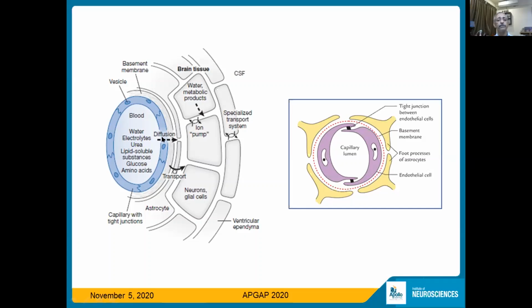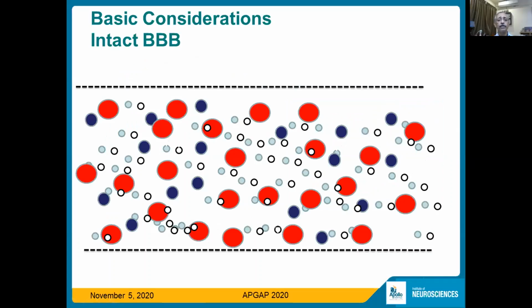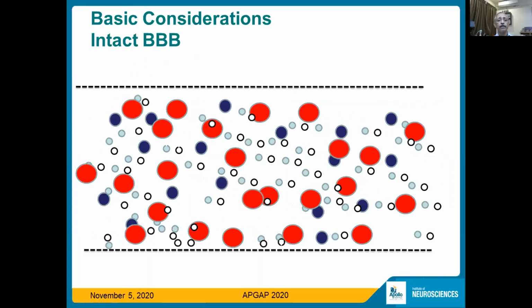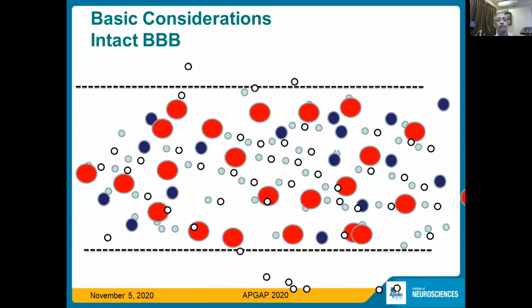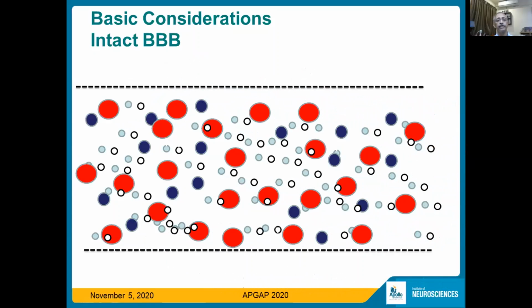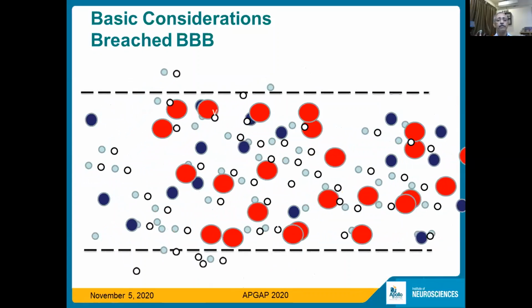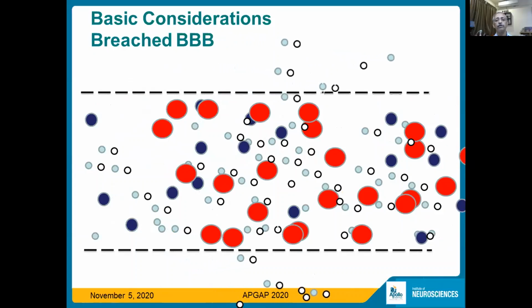Now, this diffusion happens. Water diffuses purely based on the osmolality gradient between the blood, the intravascular, and the extravascular or interstitial tissues. Now, the importance of this: if you look at this, the open circles are the water molecules, which move freely in the intact blood-brain barrier, whereas in a breached blood-brain barrier, you see other small molecules also move across.